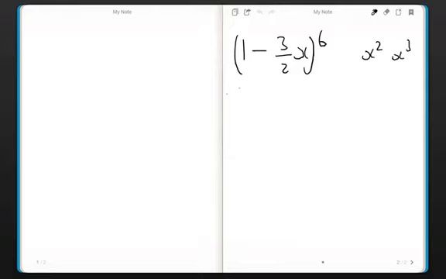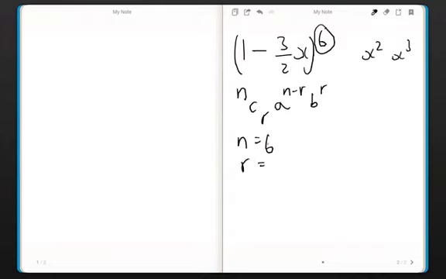Let's first write down our general formula. nCr, a to the power of n minus r, b to the power of r. n is our main power, which in this case will be 6. So let's write that down. r will be the numbered term.